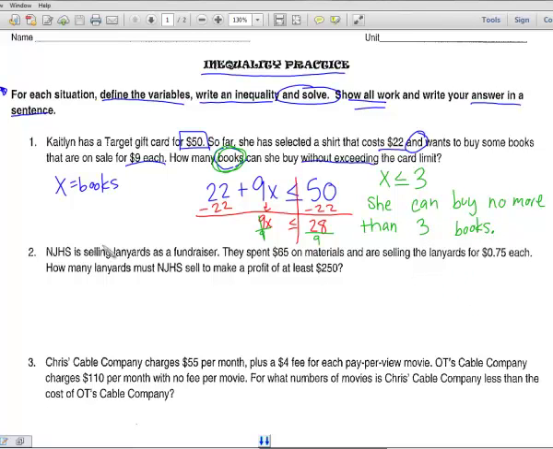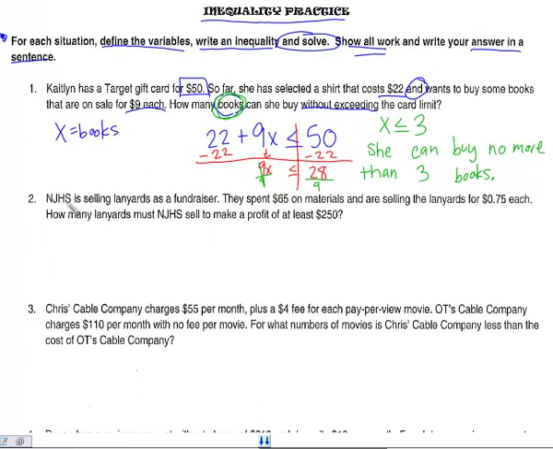Okay, alright, let's take a look at number 2. NJHS is selling lanyards as a fundraiser. They spent $65 on materials and are selling the lanyards for 75 cents each. How many lanyards must NJHS sell to make a profit of at least $250? Okay, so at least, does that mean that that's the smallest amount that they want to gain? Or is it okay if they make a little bit more profit than just $250?